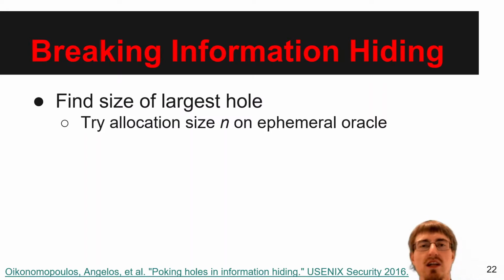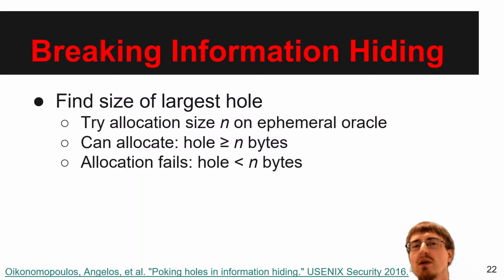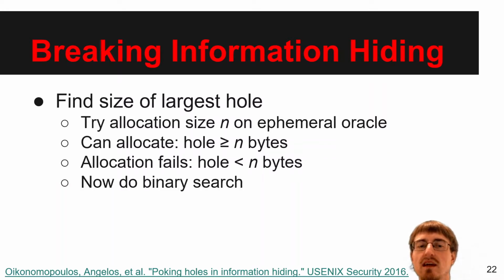Now let's try a certain allocation size n using an ephemeral oracle. So we send some kind of data to the program that causes it to temporarily allocate a buffer of size n. Now, if this is successful and we can allocate the buffer, we know that the largest hole is at least n bytes. If it fails, we know that it's smaller than n bytes. Now, we can do a simple binary search, trying different values and very quickly finding out the size of the hole. The nice thing here also is that we don't actually crash the program at all, so we don't give the program any opportunity to re-randomize.